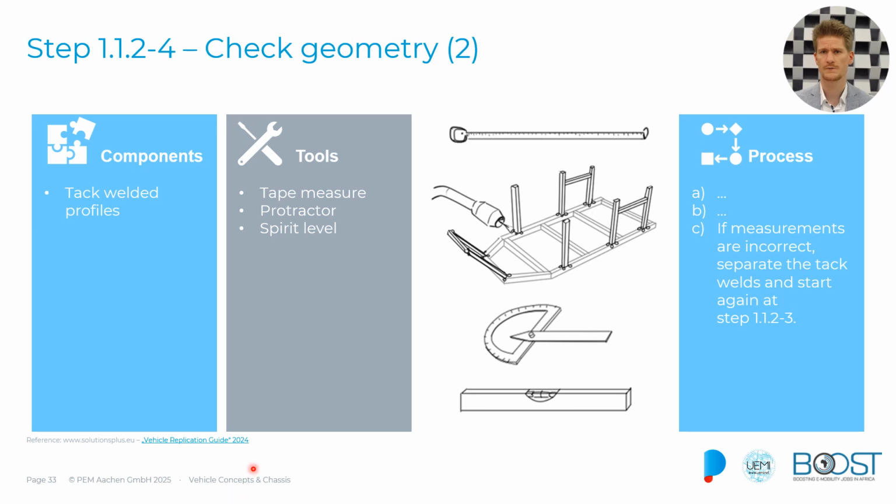But again, if we see that some of the measurements might be incorrect, we have the opportunity to separate them rather easily at this point, or disassemble them rather easily, and then position them in the right spot, and again start the tack welding process and again check if they're in the right spot. And if so, we will then start with the next step.